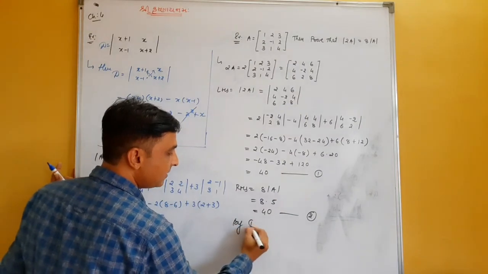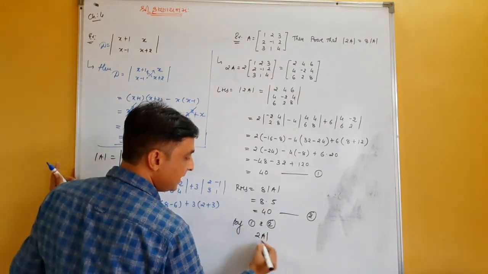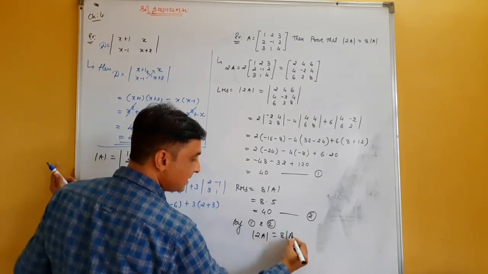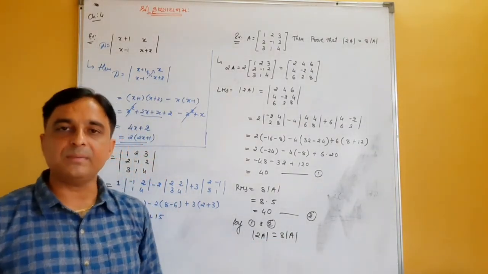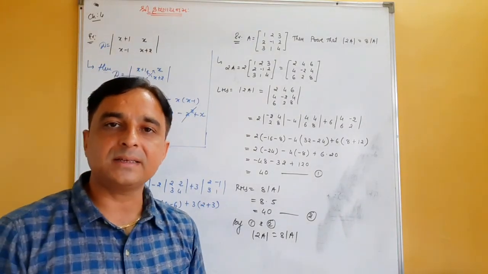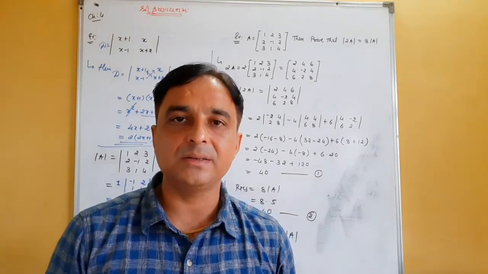So by 1 and 2, the determinant of 2A is 8 times the determinant of A. The same type of problem is in exercise 4.1. Now you can solve the whole of exercise 4.1.